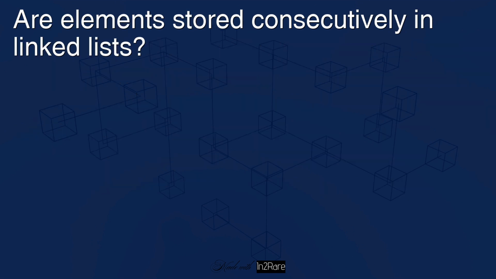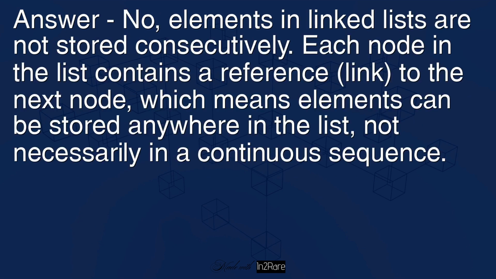Are elements stored consecutively in linked lists? Answer: no, elements in linked lists are not stored consecutively. Each node in the list contains a reference link to the next node, which means elements can be stored anywhere in memory, not necessarily in a continuous sequence.